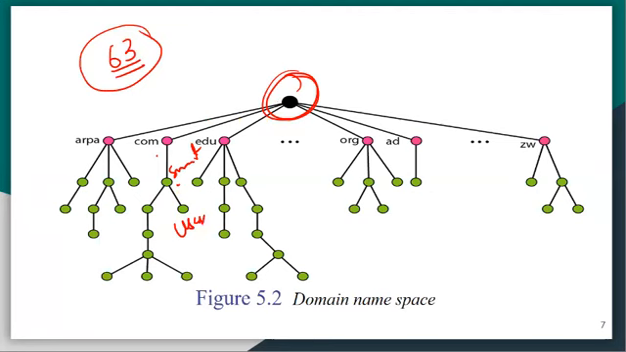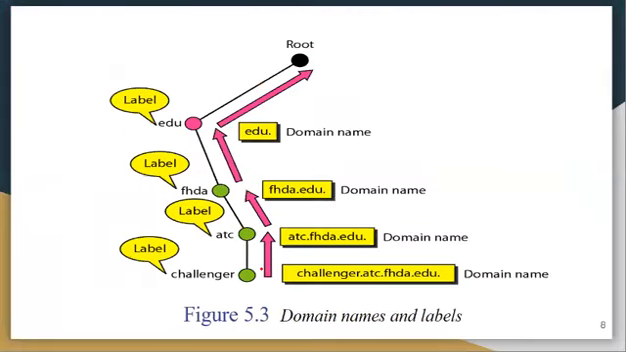So here we are seeing a few of the domain names that we have. Suppose we are using Challenger, then we have ATC, FHDA, EDU, and the root. All of these are labels. And what will be the domain name in this case? Challenger.atc.fhda.edu. Similarly, for ATC, we just have to travel from the bottom node till the top node, which is the root node, and end with the root, which is a dot.